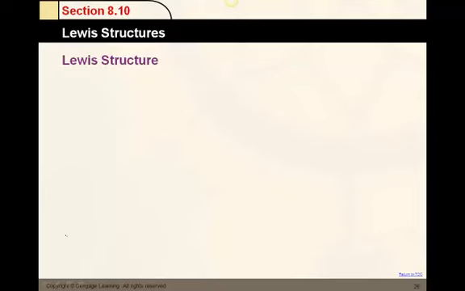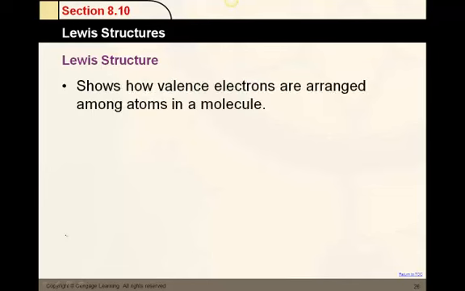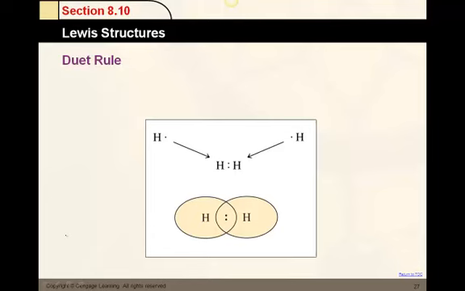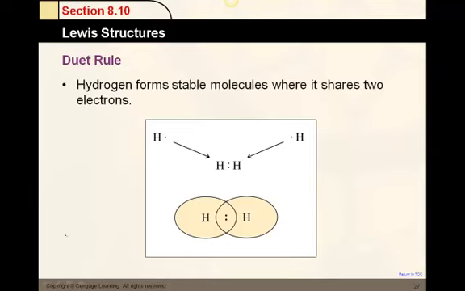Now, the picture that I drew before, of course, is a Lewis structure. What is a Lewis structure? A Lewis structure shows how valence electrons are arranged among atoms in a molecule. And it reflects the central idea that the stability of a compound relates to the noble gas electron configuration. Remember, within a bond there needs to be 2 electrons, or a dash. We use the dash diagram.